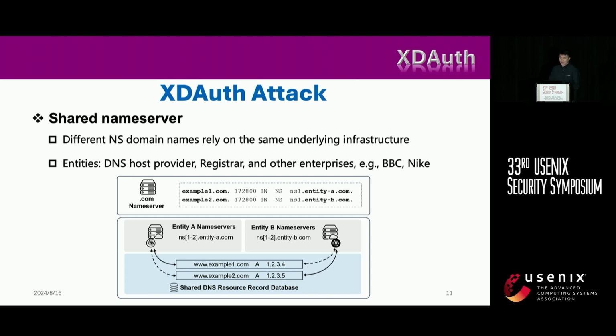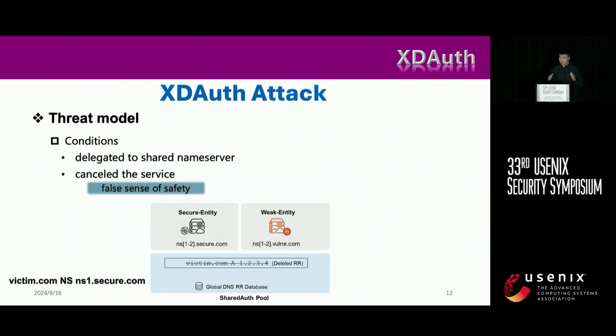And typically in practice, there is loose isolation between the servers of the entities. In this example again, authoritative servers under entity B will be able to provide answers to domains delegated to entity A, because they're essentially the same pool of servers behind. And under this setting, when either of them has weak security, then all domains delegated to both entities will be at risk. So in this example, suppose there is a victim.com delegated to authoritative servers under a hosting platform called secure.com. And one day, the victim decides to cancel its DNS service on this platform, causing its authoritative records to be removed.